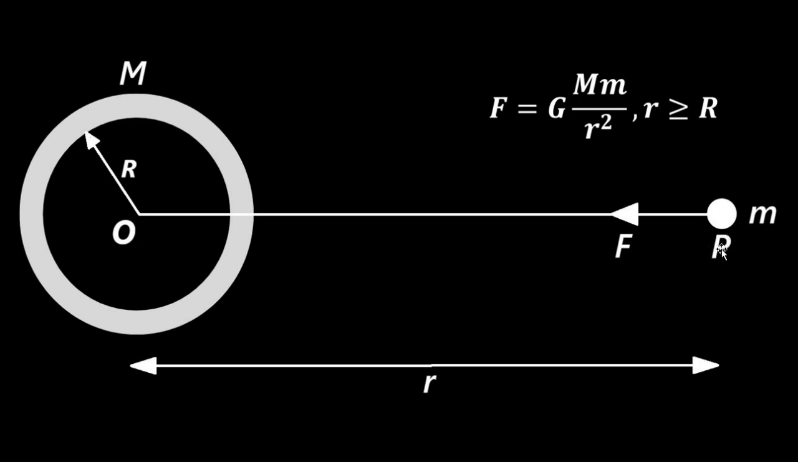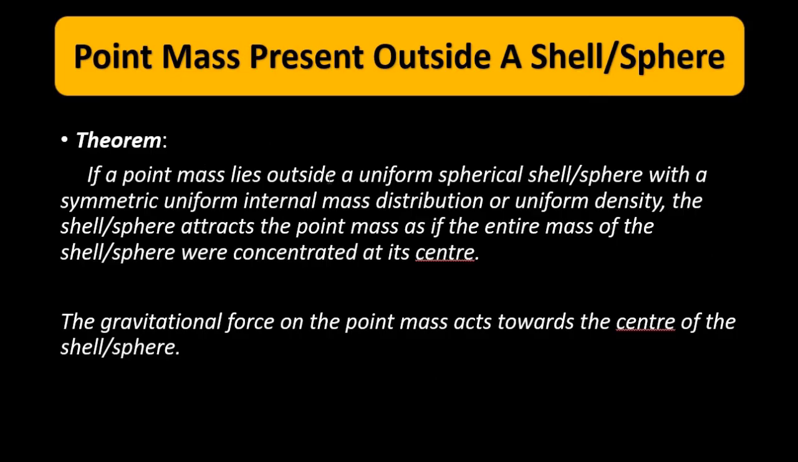Now what does the shell theorem say? It says that if a point mass lies outside a uniform spherical shell or sphere, so we are discussing first the shell, then we will discuss the sphere, it applies for both, with a symmetric uniform internal mass distribution, that is, uniform mass density, the shell or sphere attracts the point mass as if the entire mass of the shell or sphere were concentrated at its center, and the gravitational force acting on the point mass acts towards the center of the shell or sphere.